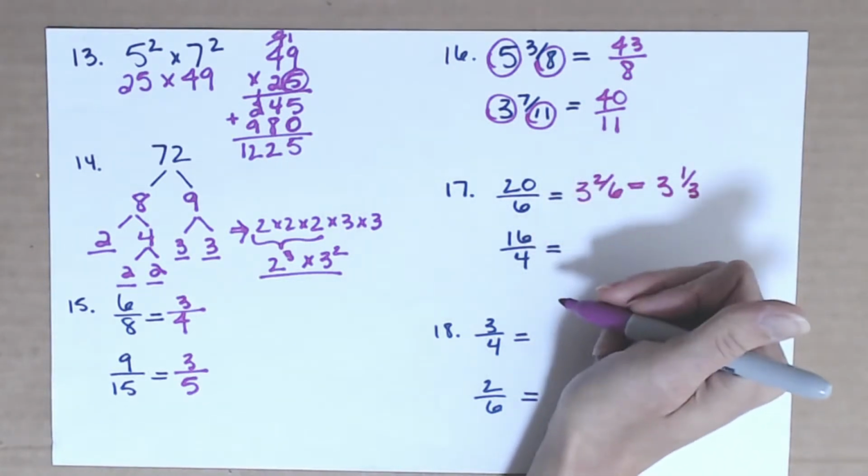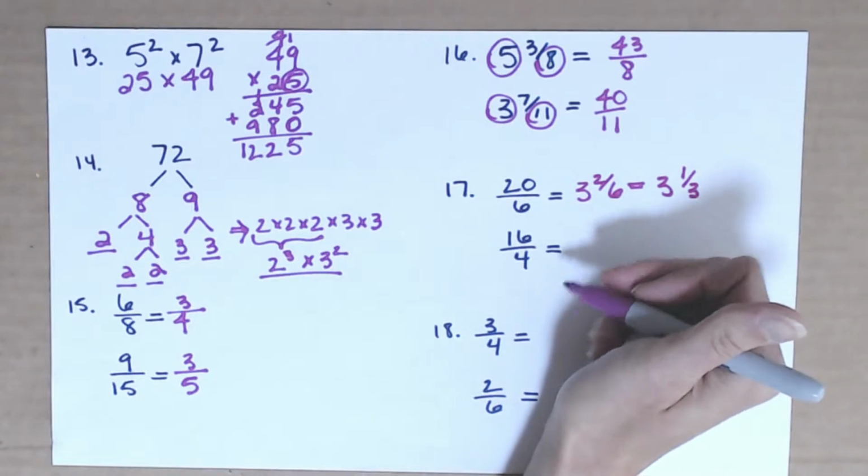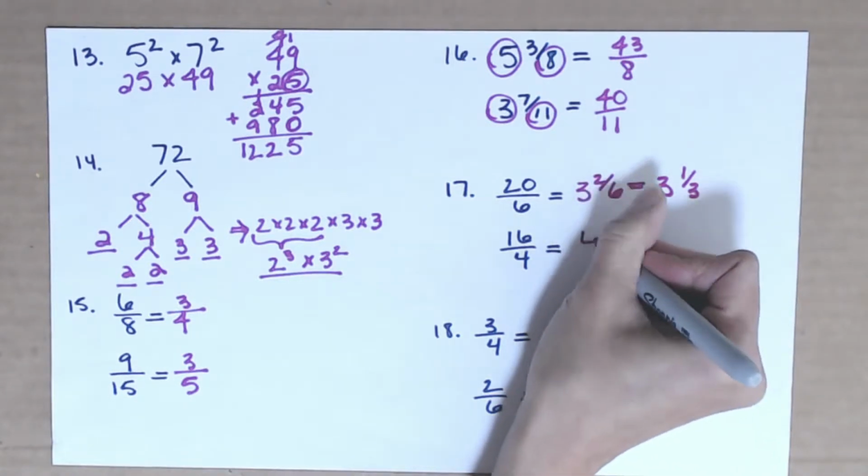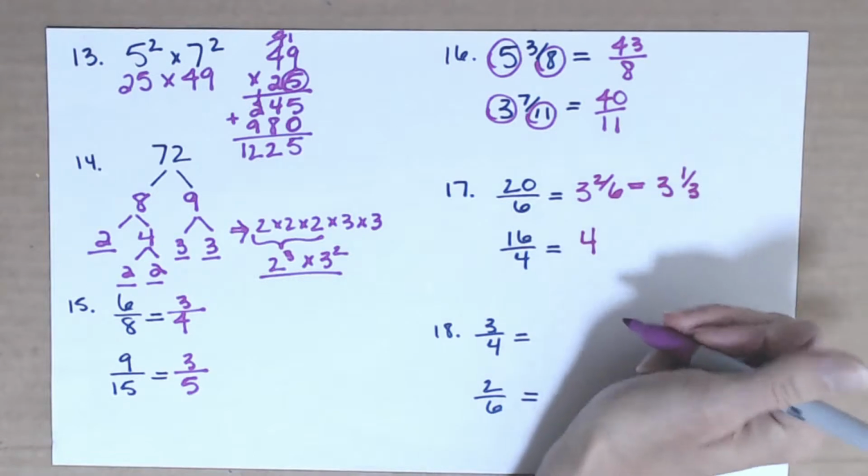16/4, we ask ourselves how many complete 4's go into 16, and the answer is 4 even. So this one is a whole number, 4.